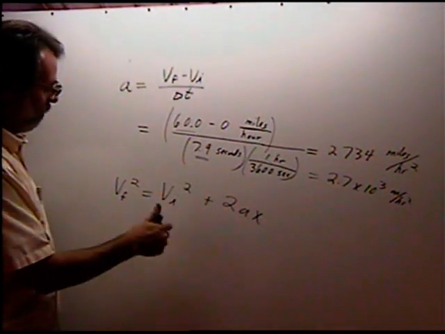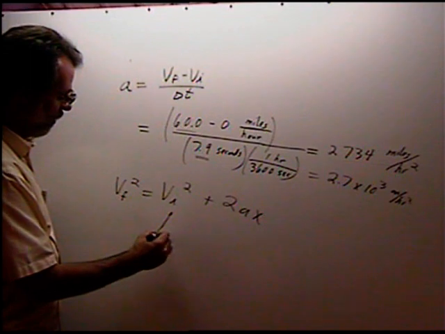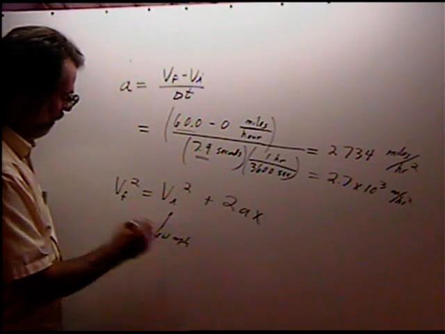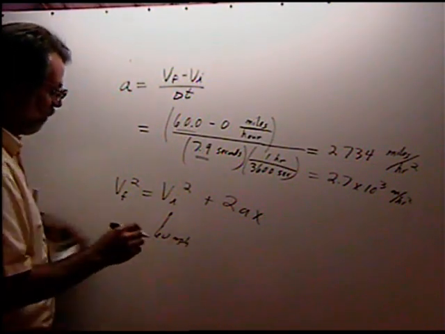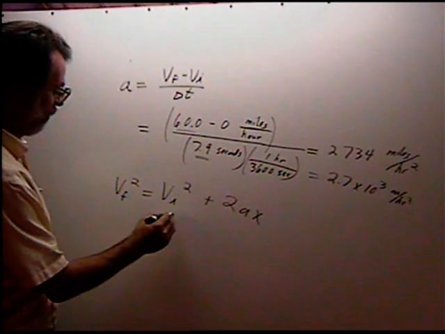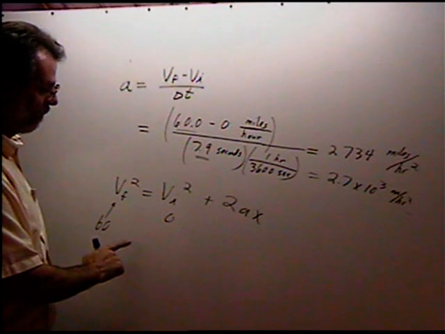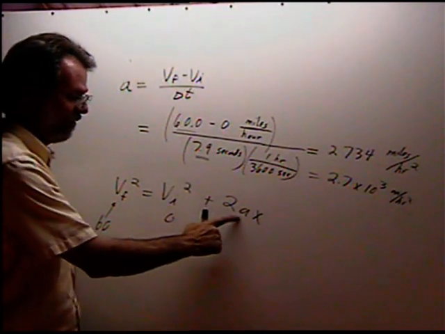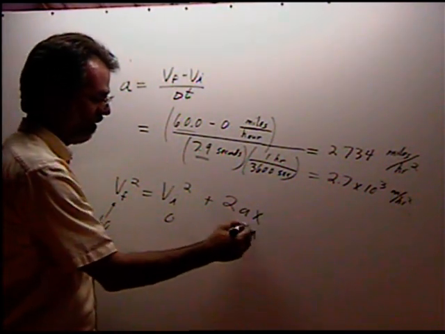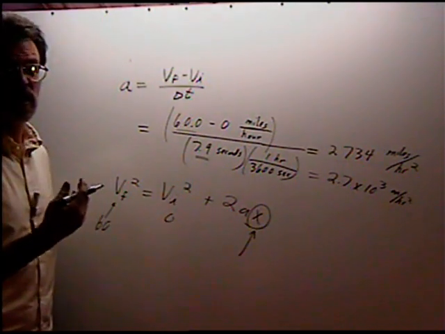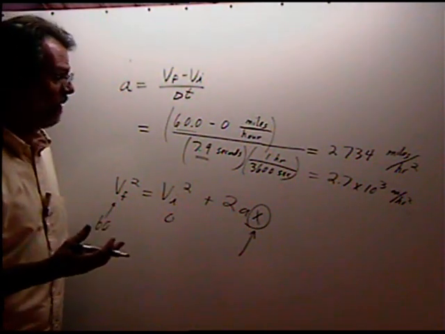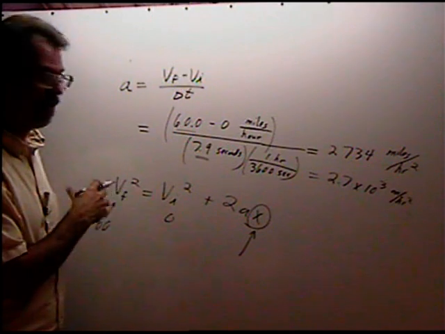We know what the initial velocity is. The initial velocity is 0. The final velocity is 60 miles per hour. We know what the acceleration is, and we can solve for x, for the distance. Okay? That's the second way to do it.